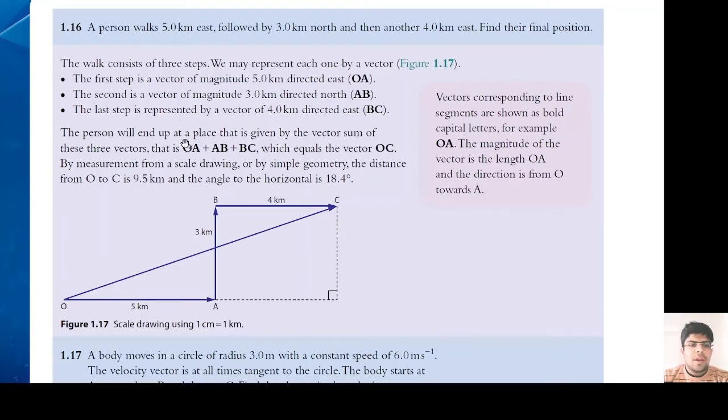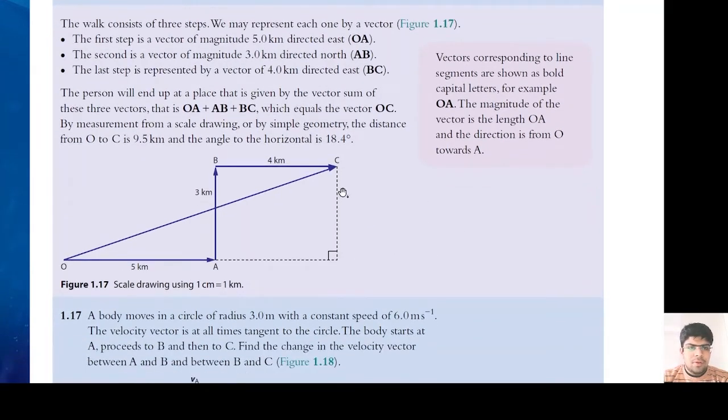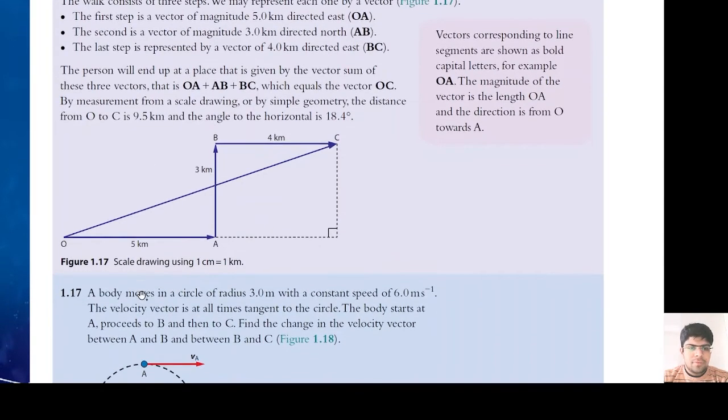The person will end up at the place given by the vector sum of these three vectors, that is OA plus AB plus BC, which equals the vector OC. By measurement from a scale drawing or by simple geometry, the distance from O to C is 9.5 kilometers, and the angle to the horizontal is 18.4 degrees. Hope you understand this example.